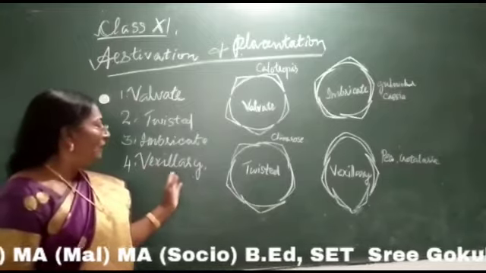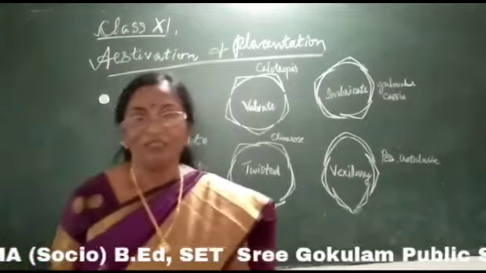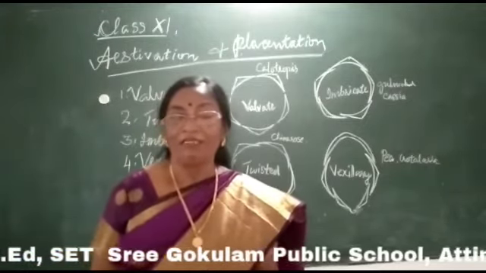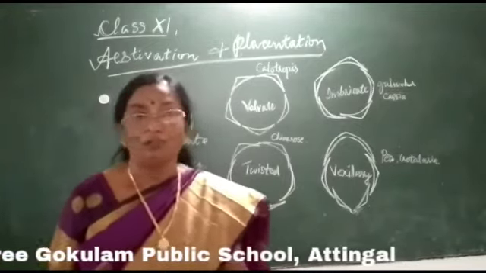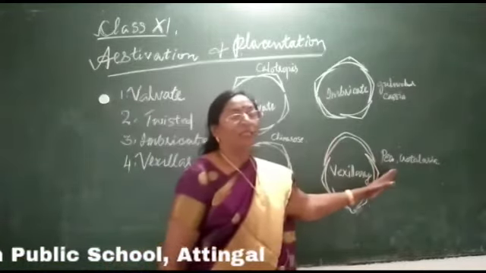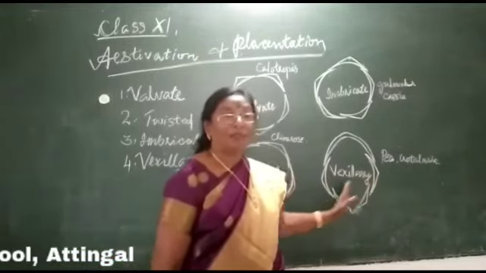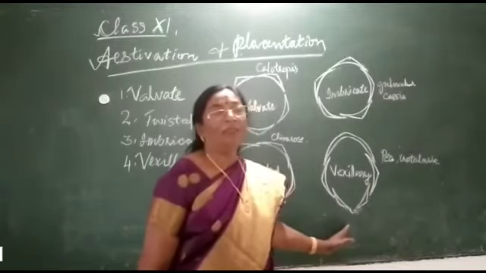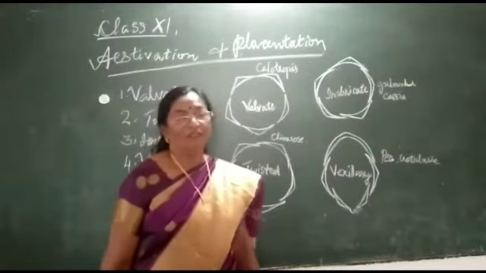In the case of vexillary, this is usually seen in the family Fabaceae. Formerly it was known by the name Papilionaceae, a subfamily of Leguminosae. Here we can see one standard petal which is completely out, two lateral wing petals partially in and partially out, and the keel petals completely in. This type of arrangement is known by the name vexillary.